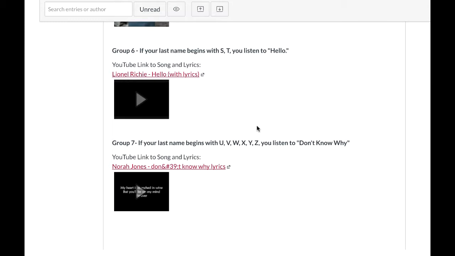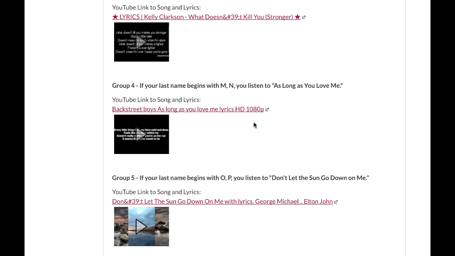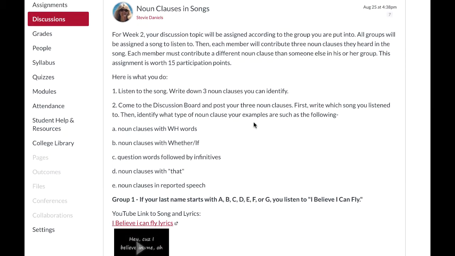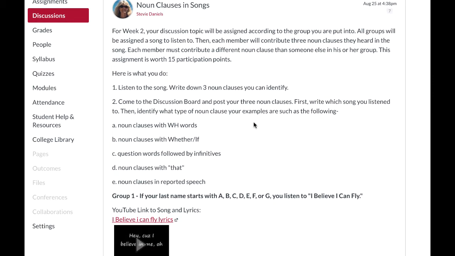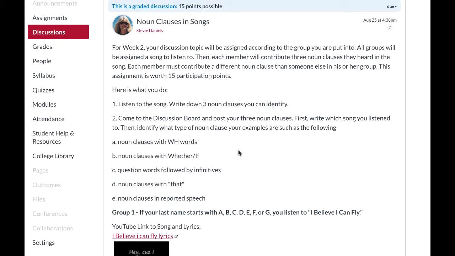Now, each of these groups has a particular song that you need to listen to. These songs are really well known for their use of noun clauses. So let's go back up to the instructions here and take a look. It says for week 2, you're going to be assigned a song based on your last name. You need to have 3 noun clauses that you contribute to your group.